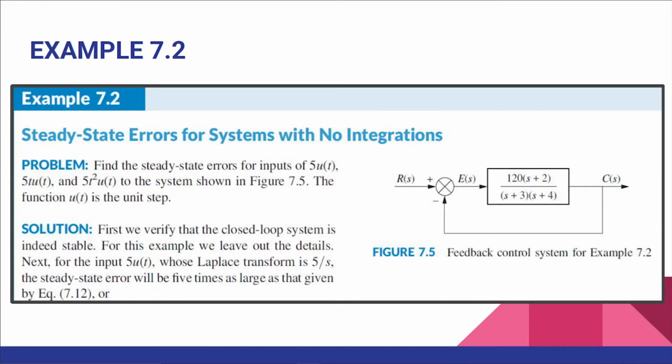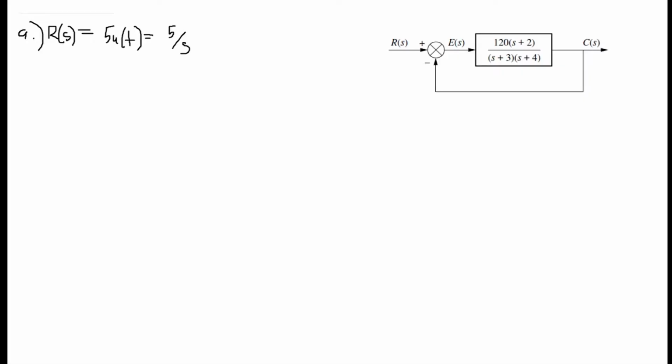Now let's take a look at an example about steady-state error in G of S. The problem is to find the steady-state errors for inputs 5u of t, 5t u of t, and 5t squared u of t to the system shown in figure 7.5.